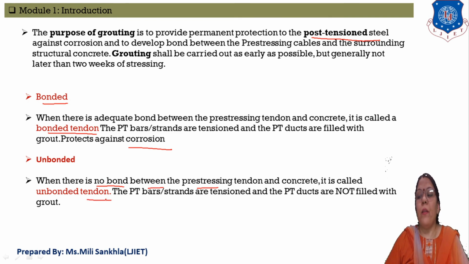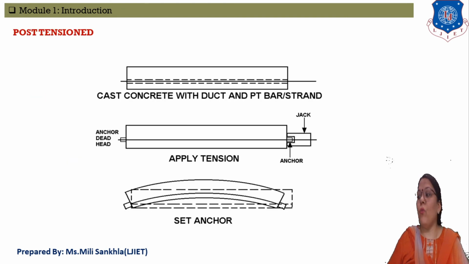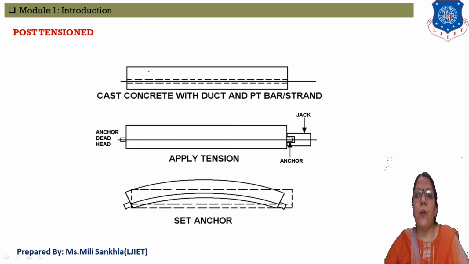Here the grouting is not done. In bonded, grouting is provided, and in unbonded, grouting is not provided. Okay, now what happens in post tensioning? This will be the figure of post-tensioned concrete. First of all, here is an example of a horizontal member, a beam, cast in concrete with a duct and post-tensioning bar.